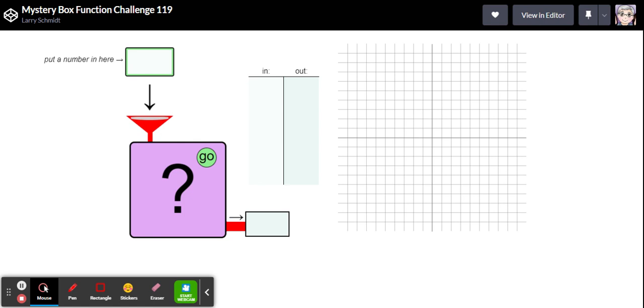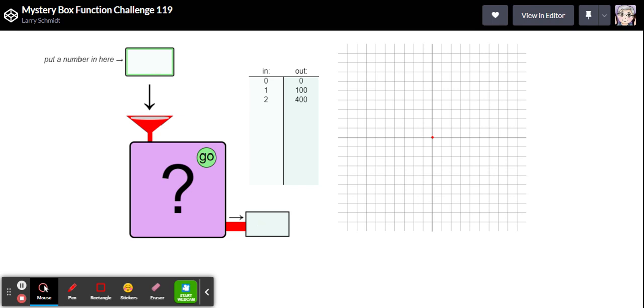Alright, I'm going to start with a 0. Okay, 0 gives us 0. How about a 1? Okay, so 1 gives us 100, way off the graph. But I'm going to put in a 2 and see if we're continuing in the same direction. Way up there, so 2 gives us 400.